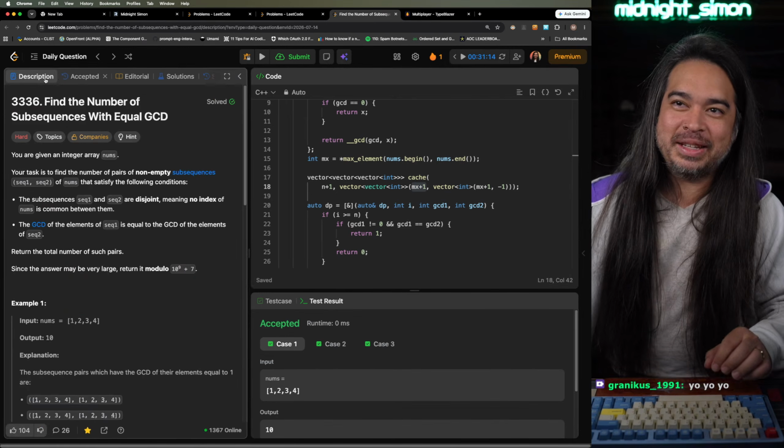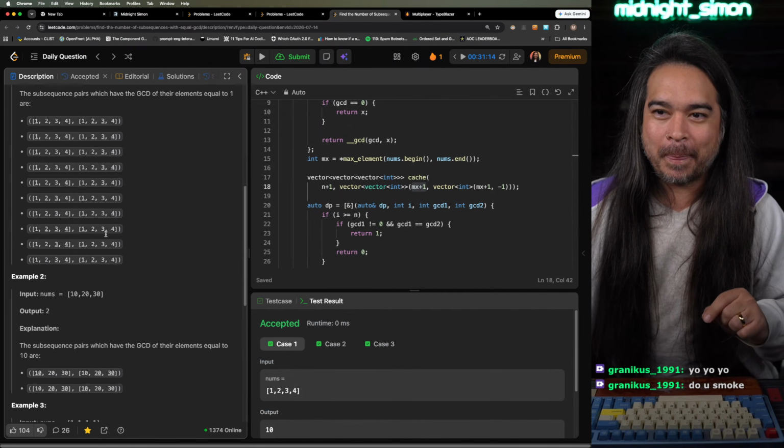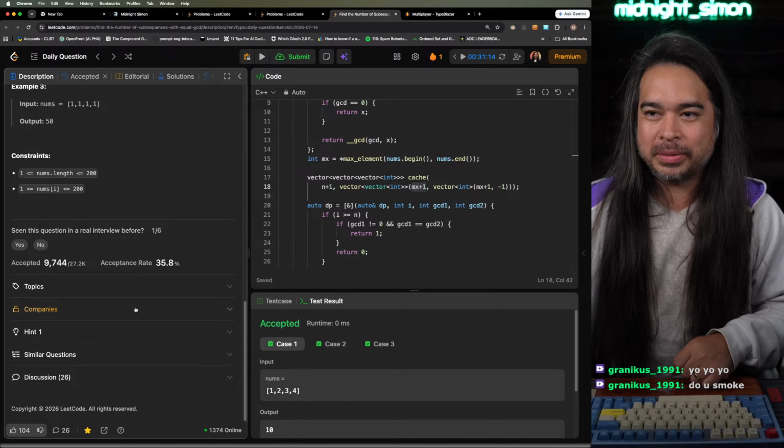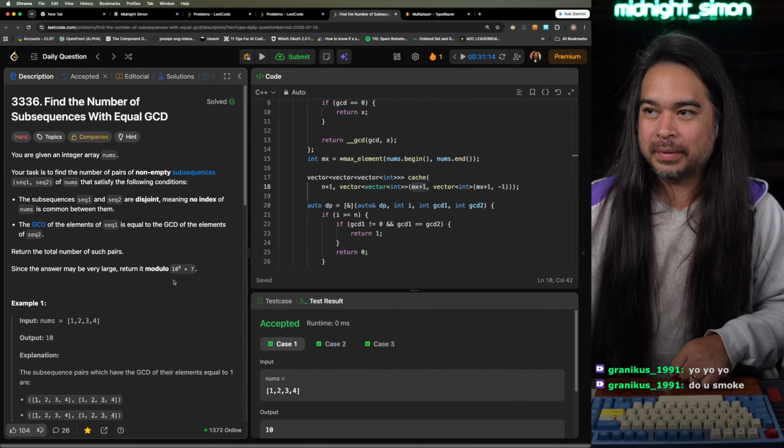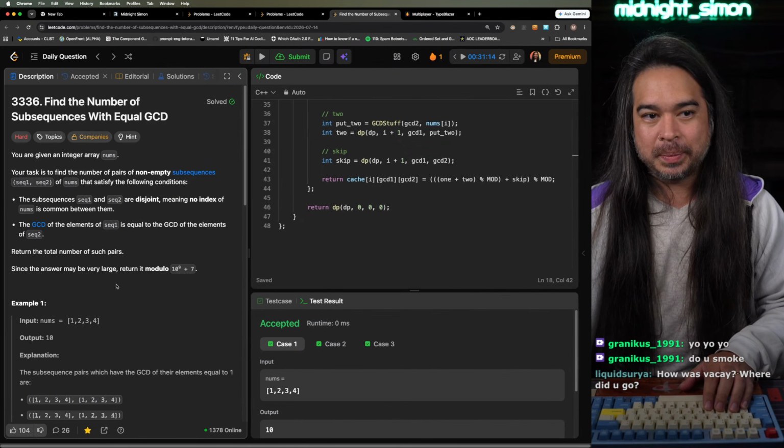Anyways, this daily problem, they said it was hard, but I don't think it was super hard. Maybe because the constraints were low.